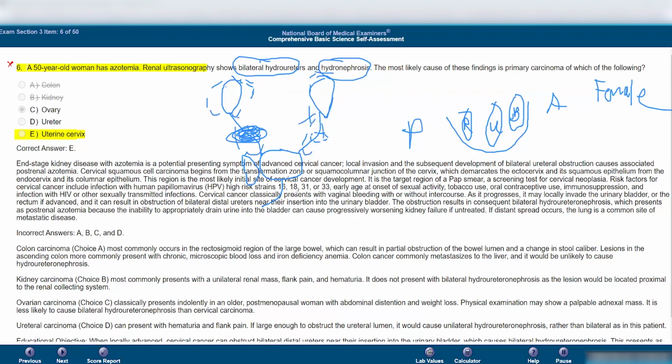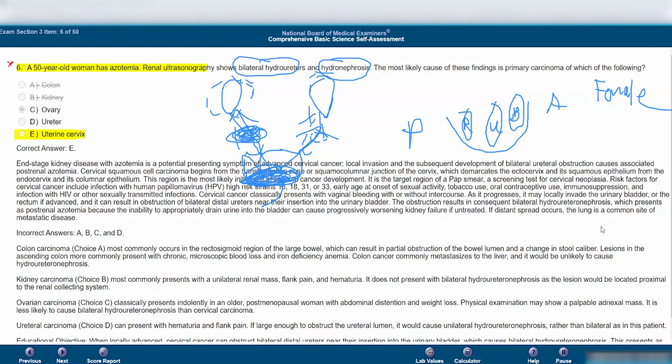So what you're looking for is some kind of obstruction near your bladder, because that's the only place where they can actually meet up. Imagine a uterine cervix obstruction. It's going to block the outflow of your urethra, and then all of this is going to back flow, and you're going to have bilateral findings. It's the only one that can give you bilateral issues. That's perfect.